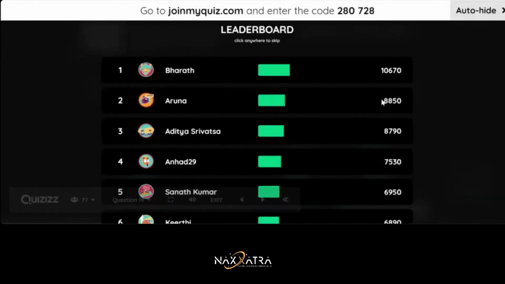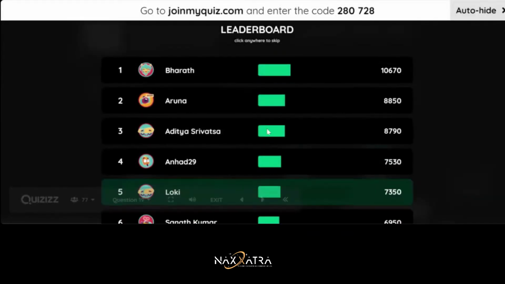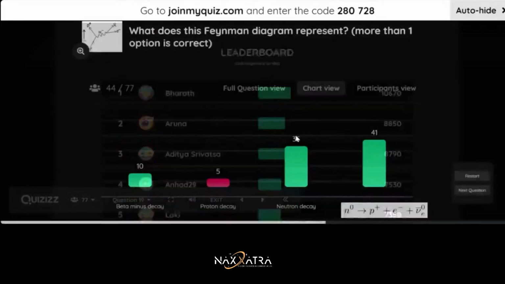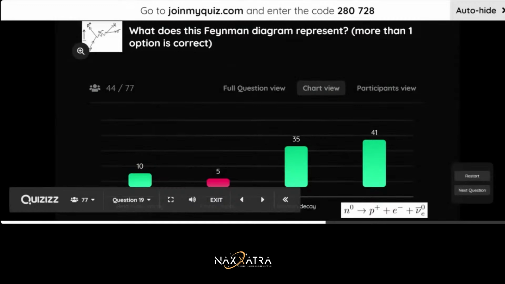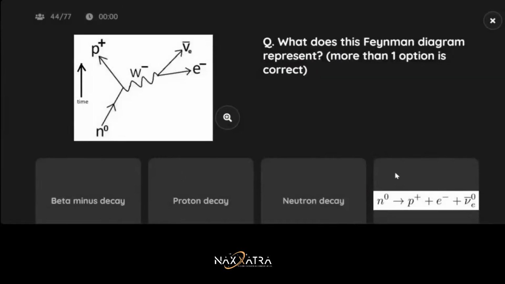The correct answer is, we have the leaderboard. You can see many people have answered the fourth option, third option, and first option. It's okay. But the correct answer is first option, second option, and third option.